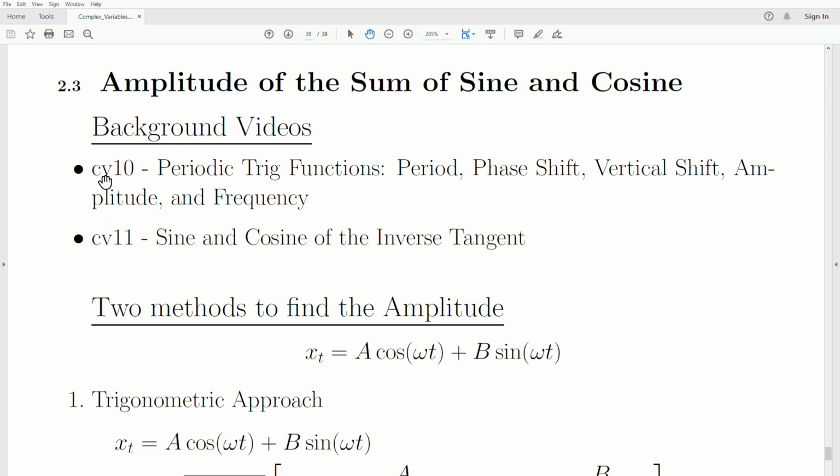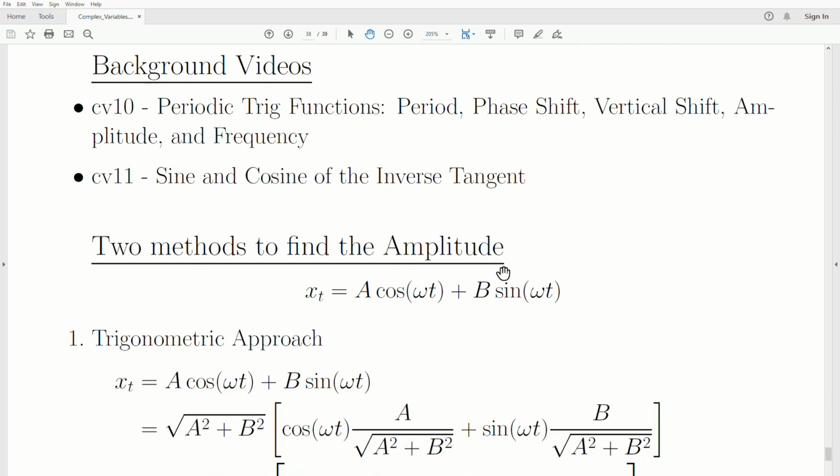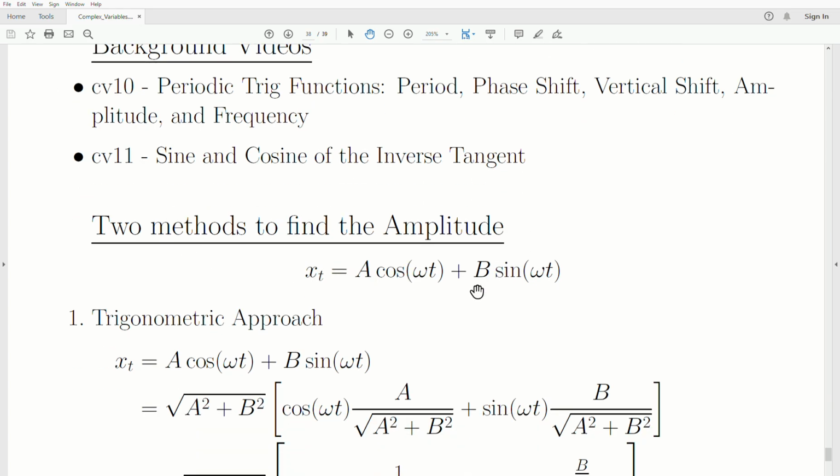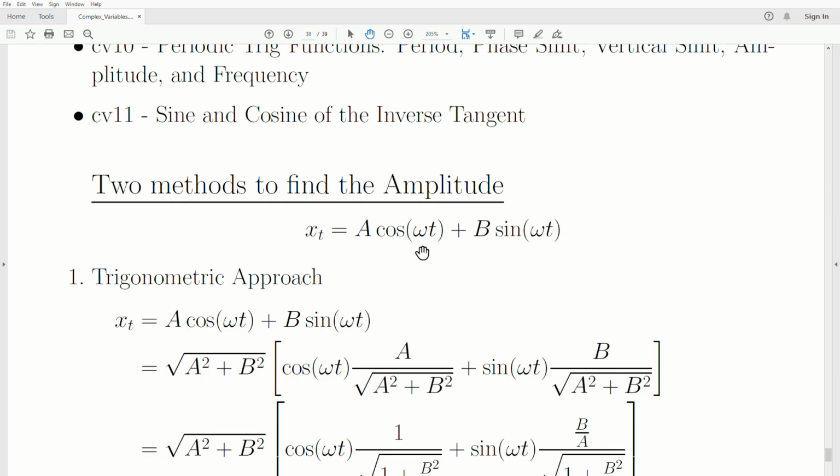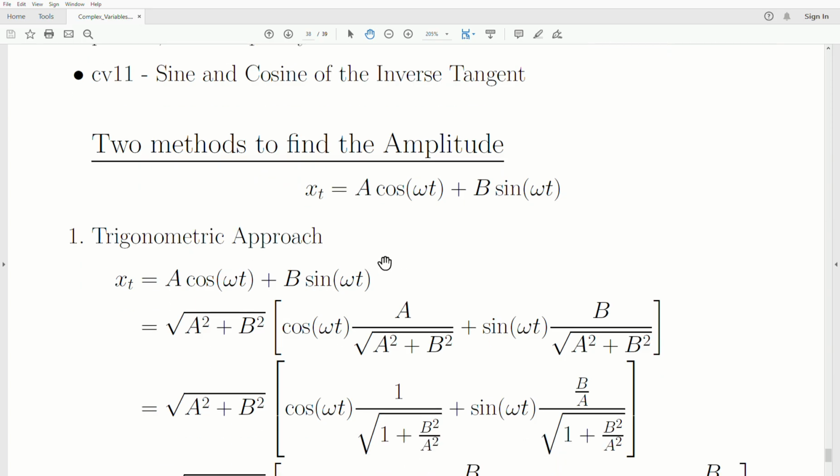This stands for Complex Variables playlist, video 10 in that playlist, where we look at the period, phase shift, vertical shift, amplitude, and frequency. CV11, so it's the playlist Complex Variables, the 11th video, and it's the sine and cosine of the inverse tangent function. We're going to use two methods to find the amplitude of this time series. And let's go. The first one is a trigonometric approach.